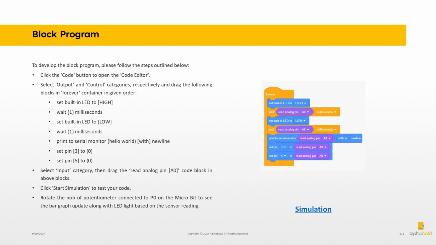Set pin 3 to 0. Set pin 5 to 0. Select Input category, then drag the Read Analog pin A0 code block and above blocks. Click Start Simulation to test your code.